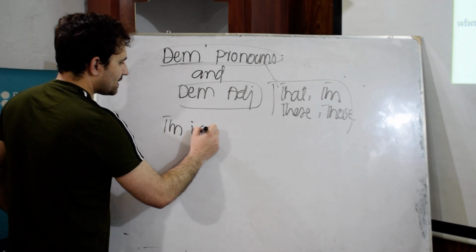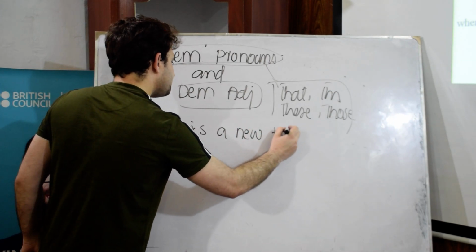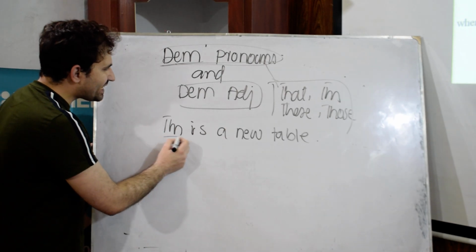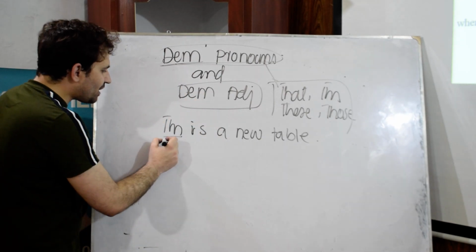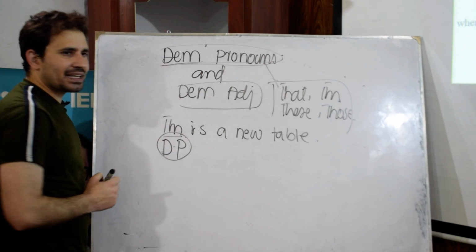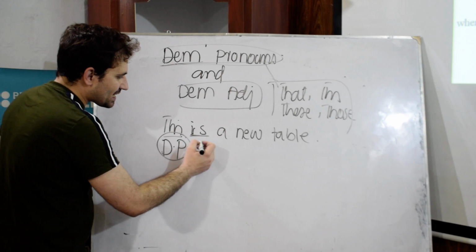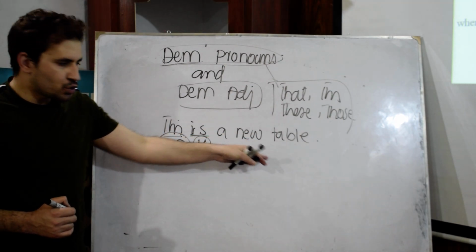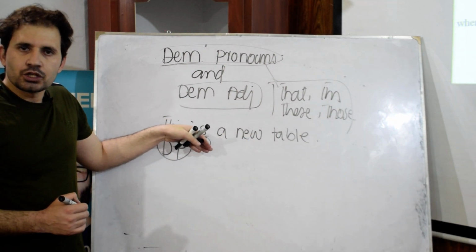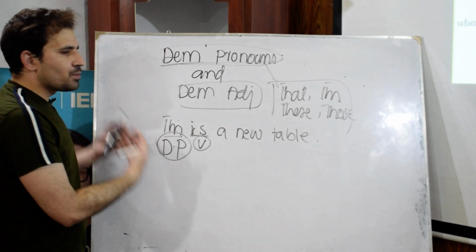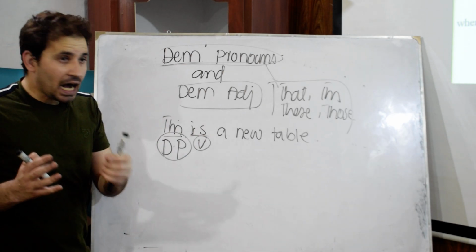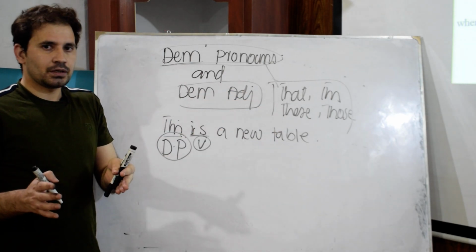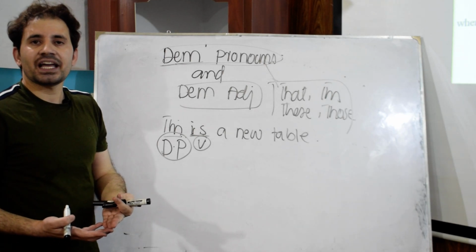This is a new table. Remember, when a verb is used after this, that, these, or those, then it functions as a demonstrative pronoun in that case. Now can you see, I have used a verb in this case. This is a table. This is a new table. So I have used a verb after this, so I call it a demonstrative pronoun. But after these 4, this, that, these, or those, if you use a noun, then it is called a demonstrative adjective.